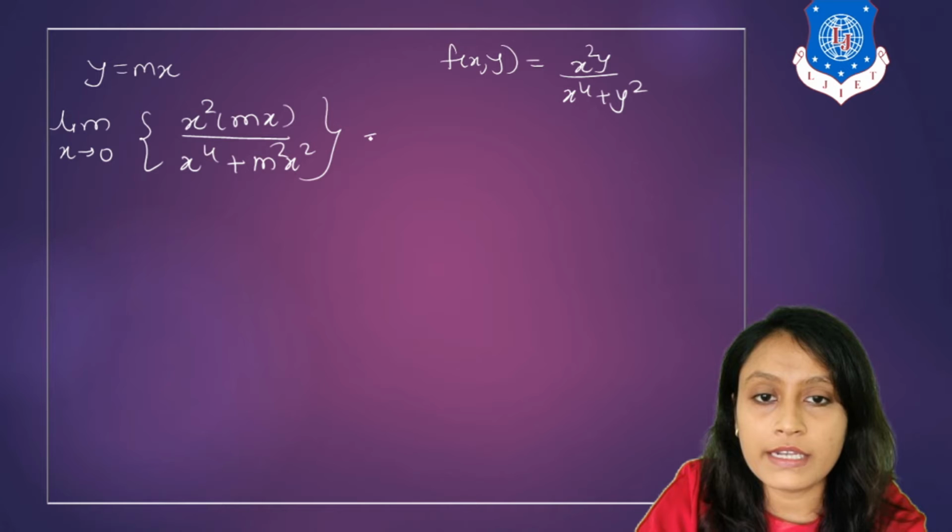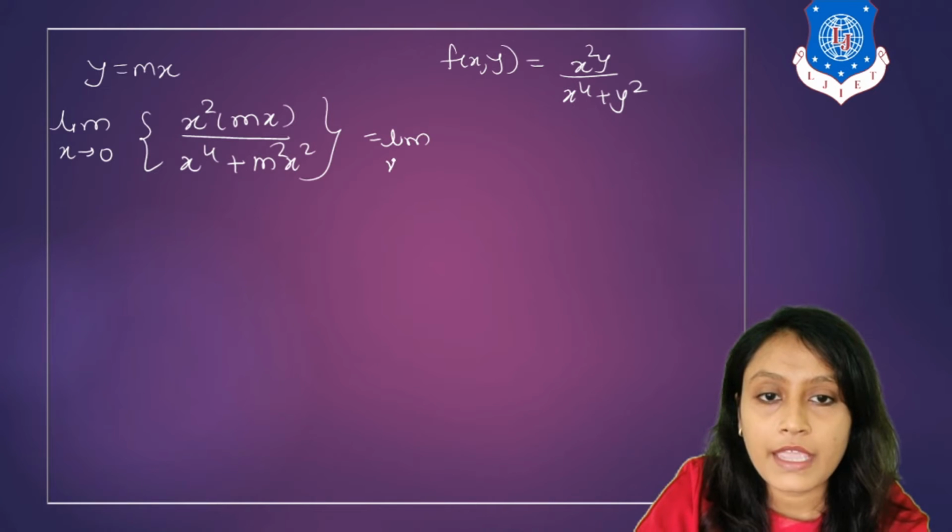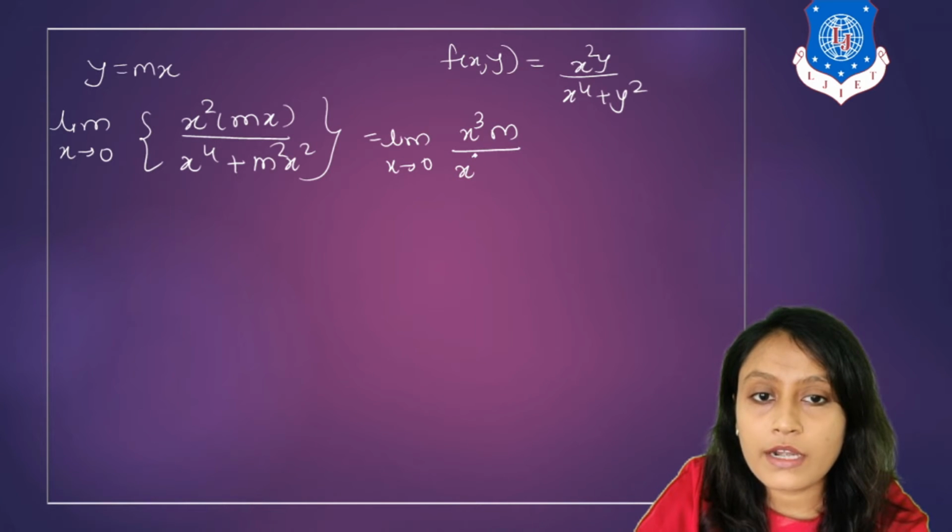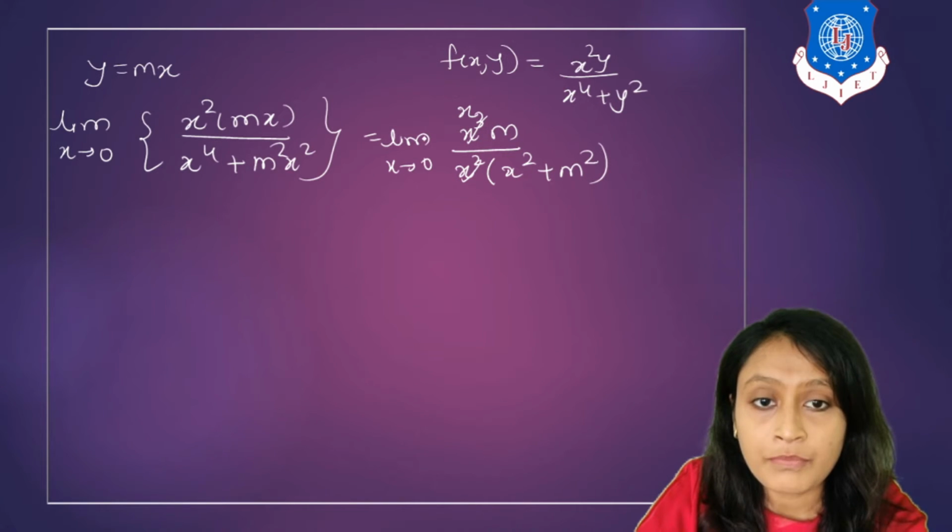Simplify this, so you will get limit x tends to 0, x cube m upon, now take out x square common from the denominator. Here you will get x square plus m square. This x square will get cancelled and here one x will remain. Now if you apply the limit, this term will go to 0.